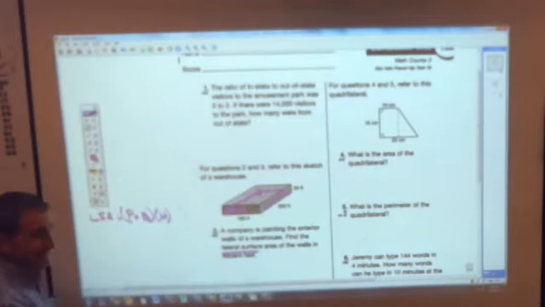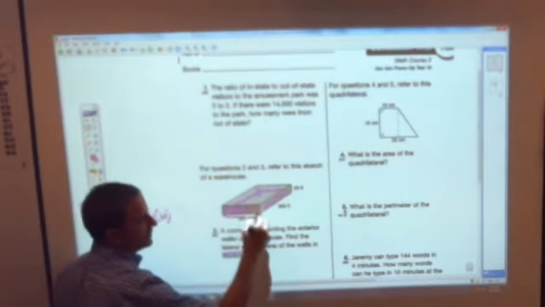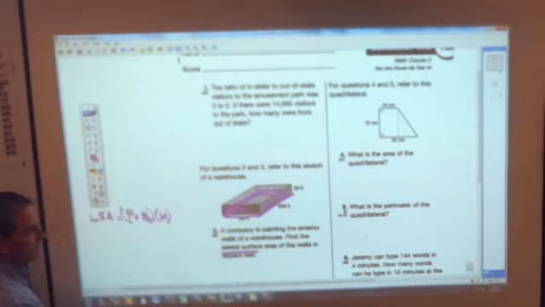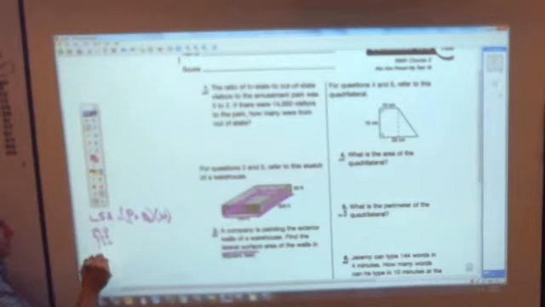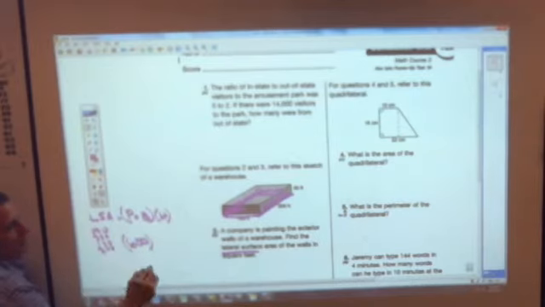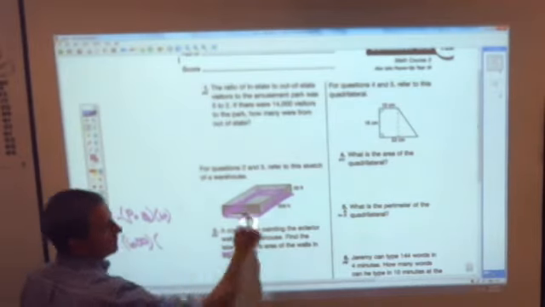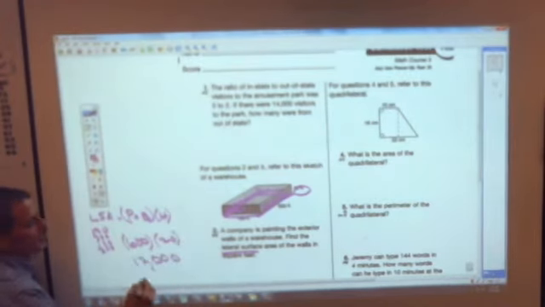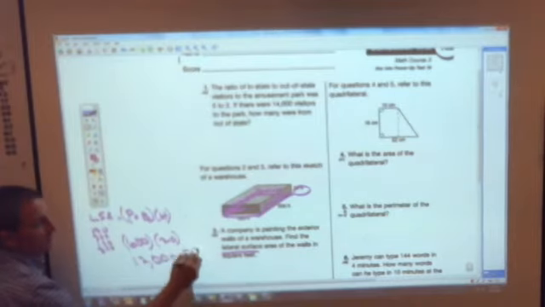That's what's getting painted. You can do it multiple ways, it doesn't really matter. But if you want to do the perimeter of the base is 100 plus 200 plus 100 plus 200. That gives you 600. And the height of the shape is 20. So 600 times 20 is 12,000 feet squared.